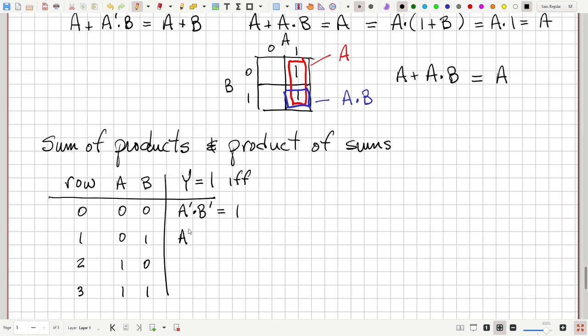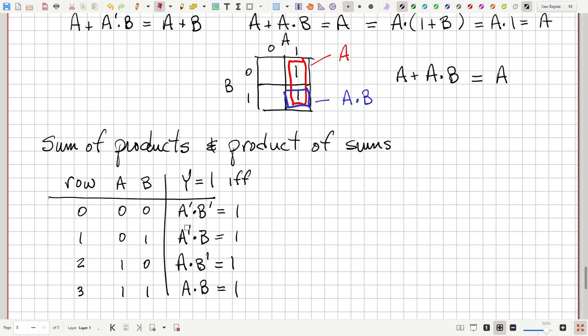Next row down, A is 0 and B is 1, so not A is 1 and B is 1. Next row down, A is 1 and B is 0, so not B is equal to 1. So A and not B is equal to 1. That's true for that row and false for all other rows. And finally, for row 3, A is 1 and B is 1, so A and B is equal to 1.